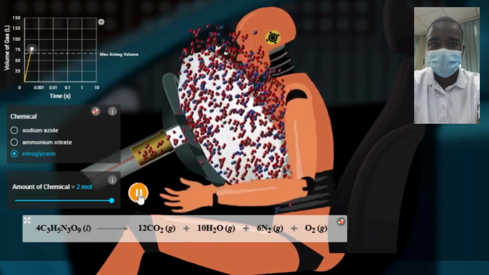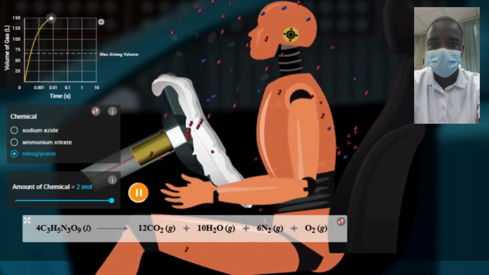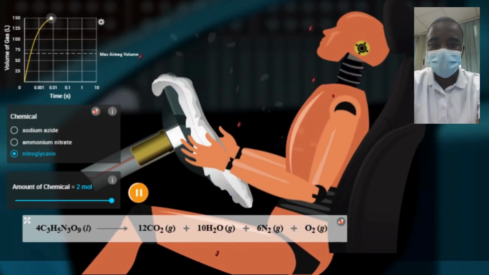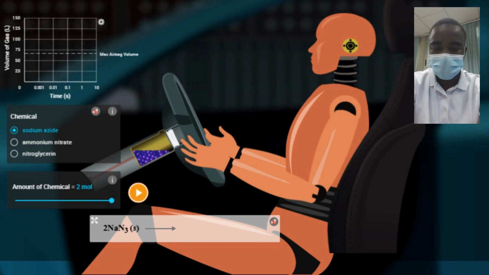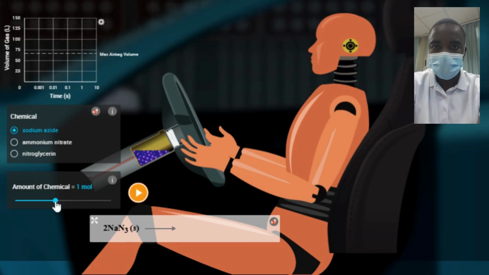3. Nitroglycerin. 1 mole produces a mixture of gases totaling approximately 7.25 moles. 2 moles produces a mixture of gases totaling approximately 14.5 moles. Reaction time, approximately 20 to 30 milliseconds. Volume versus time shows the fastest increase in volume, reaching a plateau almost immediately.